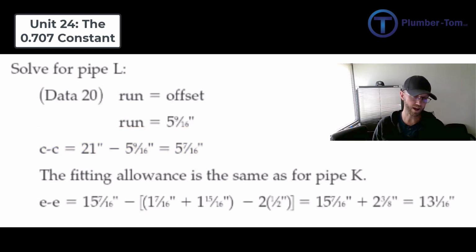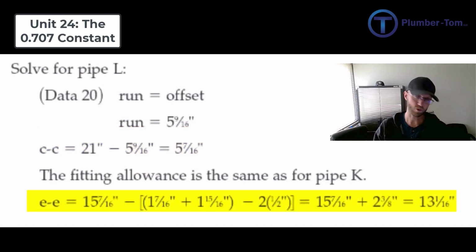Now we know how to figure out our end-to-end. We're just going to subtract our fitting allowance. This is the same fitting allowance that we just figured out on pipe K. So probably don't need to go through that whole thing again. Let's just plug it in. End to end equals 15 7/16 minus, in brackets, 1 7/16 plus 1 15/16 minus 2 times 1/2 of an inch, which is 1. That's going to give us 15 and 7/16 plus 2 and 3/8. And finally, we will have 13 and 1/16 is our end-to-end measurement for pipe L.